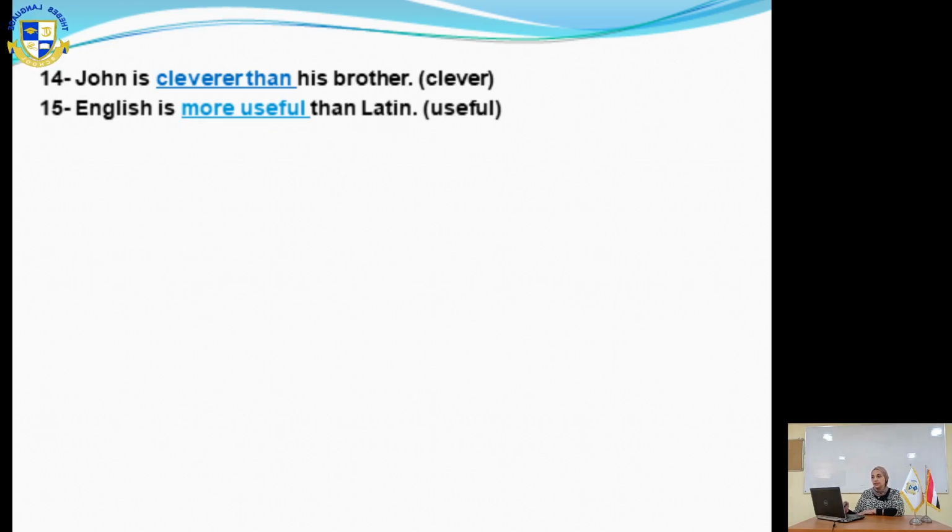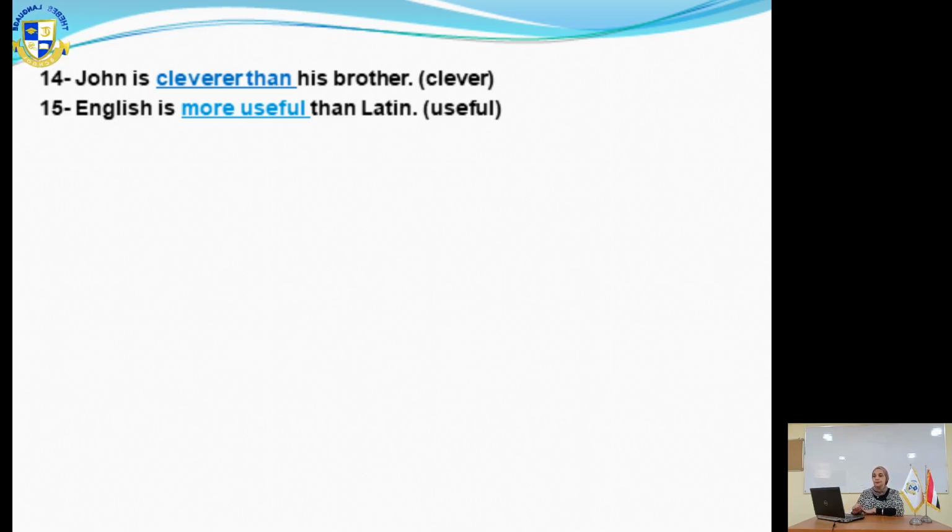Number 14, John is, I have his brother. Here I have the adjective clever. Okay, clever is a special case. We may use it as cleverer, and also we may say more clever than. So both of them are right. So John is cleverer than his brother is right. Also, John is more clever than his brother is right.